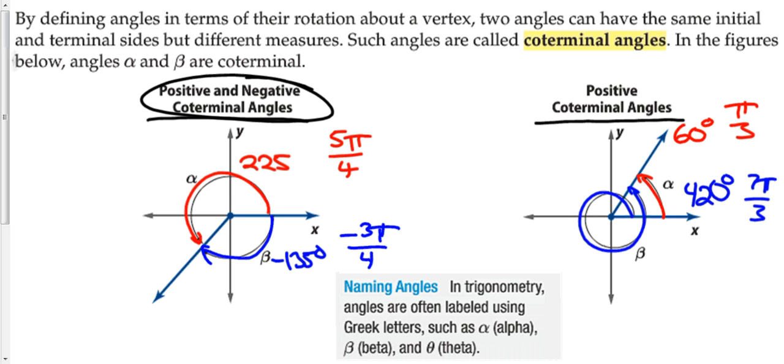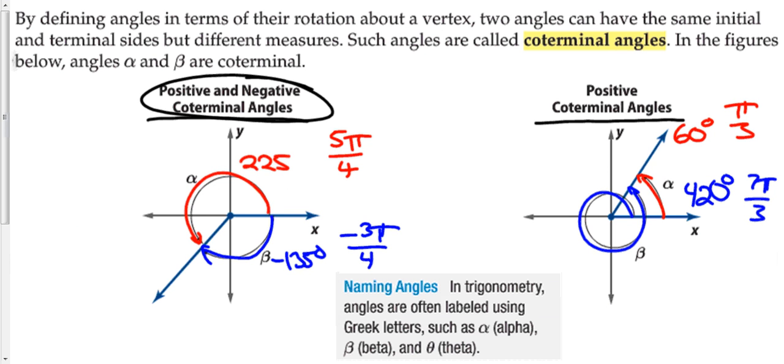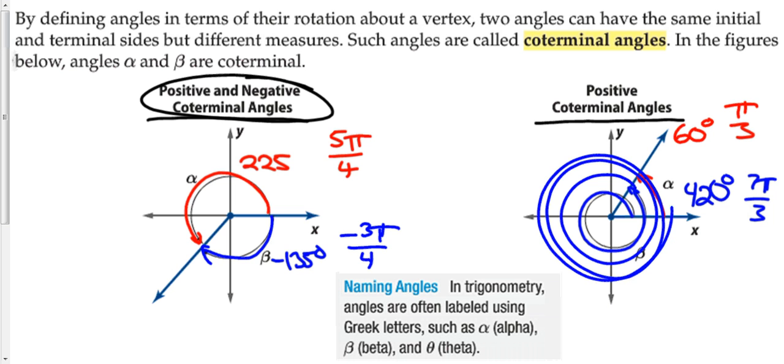And of course, in trig, angles are usually labeled with Greek letters. We used theta a lot in the past. So now, to help show you other angles, we have alpha and beta. So two positive coterminal angles are shown, and they differ by 1 full rotation. A given angle has infinitely many coterminal angles, found by adding or subtracting integer multiples of 360, or 2 pi radians. All that means is that I can go around this circle as many times as I want and keep getting another coterminal angle with my first angle.